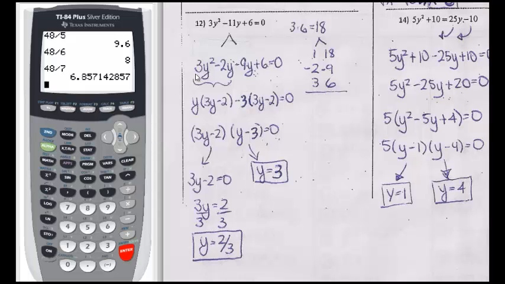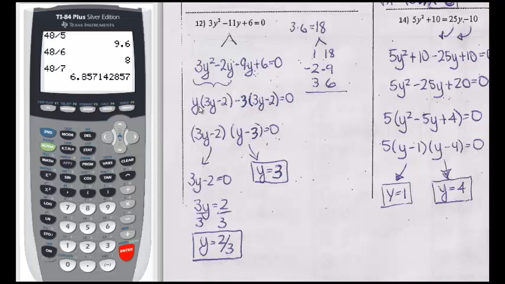Okay, now I group them in pairs, and I ask myself, what can I factor from these two? I can factor out a y, so 3y squared divided by y is 3y. Negative 2y divided by y is negative 2. Bring down the negative. What can I factor from the last two? I can factor out a 3. So 9y divided by negative 3 is 3y. 6 divided by negative 3 is negative 2.